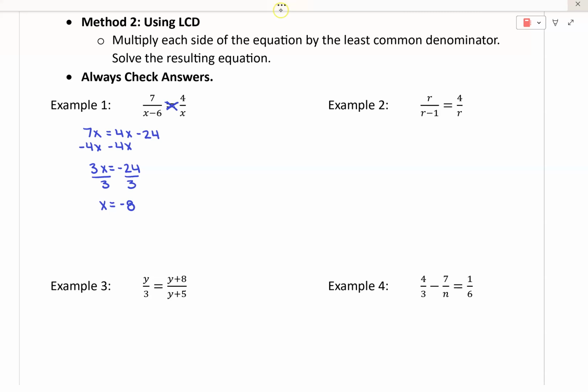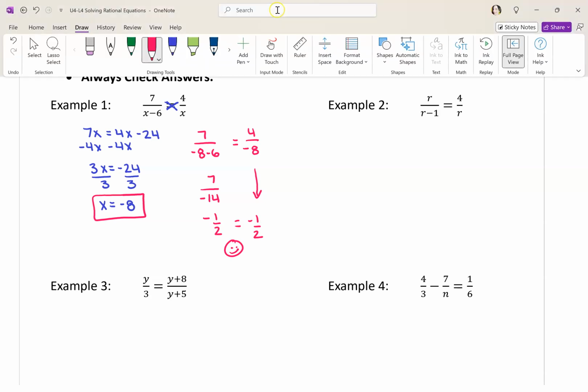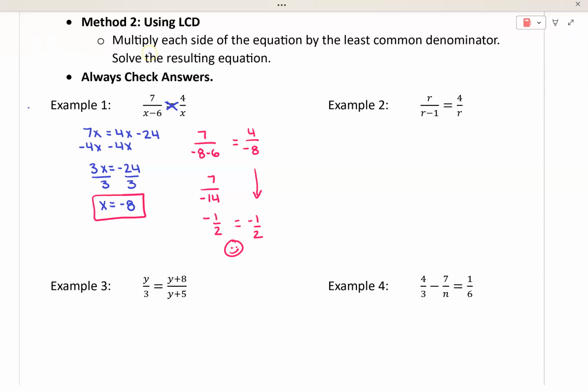So notice that you can go and check. 7 over negative 8 minus 6 changes to 7 over negative 14, which changes to negative 1/2. Which equals 4 over negative 8, which reduces to negative 1/2. So it's right. So there's your answer. You are more than welcome to check your answers.